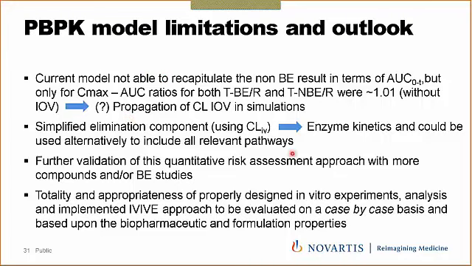Another possible limitation going in the same direction could be that we had a simplified elimination component using IV clearance. Enzyme kinetics, for example, with uncertainty could perhaps alternatively give us more reproducible results in terms of the AUC ratios at least. Of course, further validation of such an approach with different compounds and or BE studies would be required.